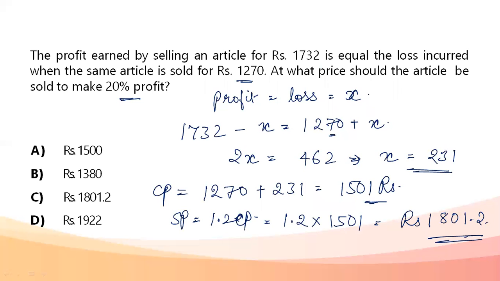It's rupees 1801.2. My answer is option C. After this step, you could have gone by the conventional also. You can take the profit formula: profit is SP minus CP divided by CP into 100. You can even go by this, put the value of profit to be 20%, solve all of this, but it will become complicated. Simply take selling price equals 1.2 cost price, put the value of cost price, get the answer. My answer becomes option C.